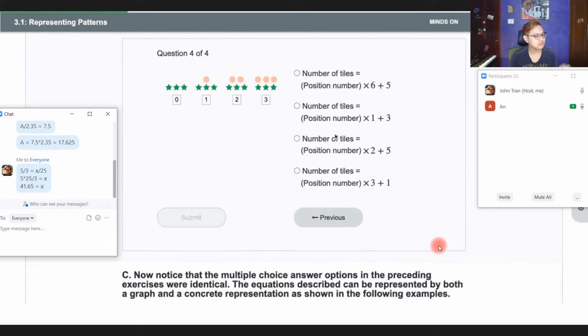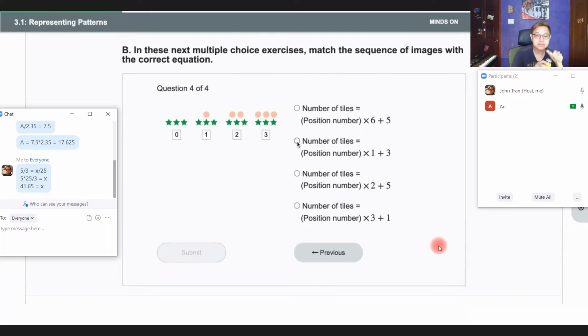And the last one is position number times 1 plus 3, because you have the only answer left, and when you plus 3 you get 3, and you multiply by 1 it's 0, and then plus 3 and times 1 is still 1, so yeah, that's it.